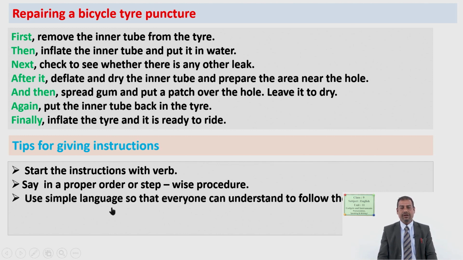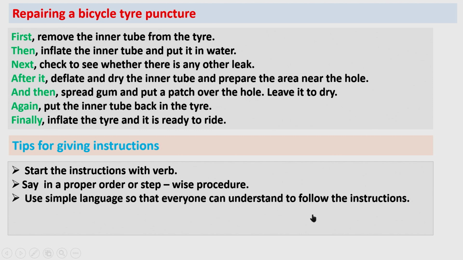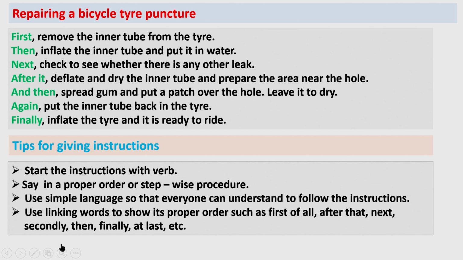Next, use simple language so that everyone can understand to follow the instructions. Next, use linking words to show its proper order, such as first of all, after that, next, secondly, then, finally, at last, etc. Here also you can see first, then, next, after it, and then, again, finally. In the video also, they use this sort of linking words. So is it clear to you?